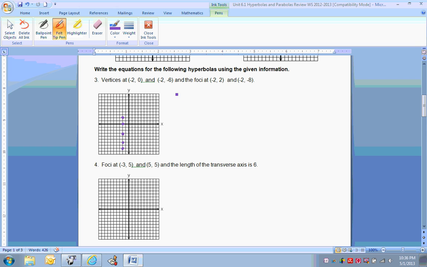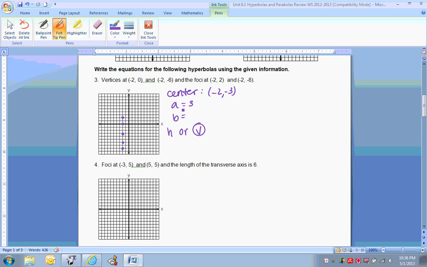So I need to find my center. I need to find my a value, b value, and whether it's horizontal or vertical. Those are the 4 pieces of information that I need to know. Well, my center is at -2, -3. My a value is the distance from my center to my vertices, which is 3. And since my vertices are on top of one another, I know this is vertical.